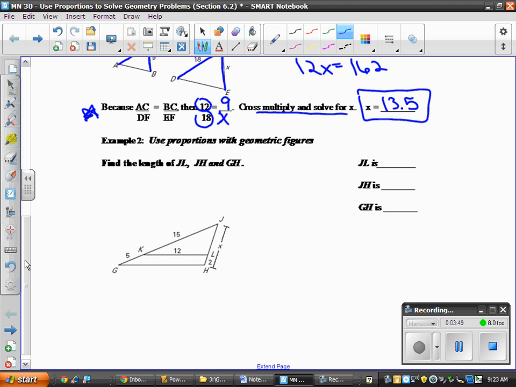And here in example number 2, it says use proportions with a geometric figure. It says find the length of JL. JL is right here.